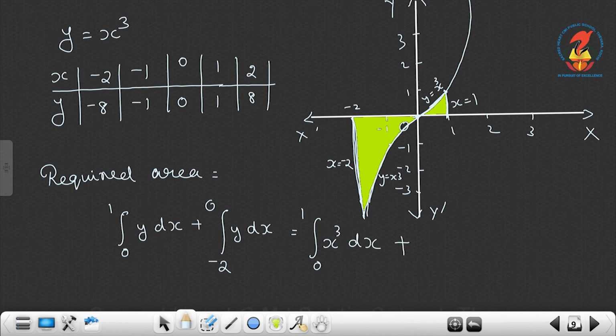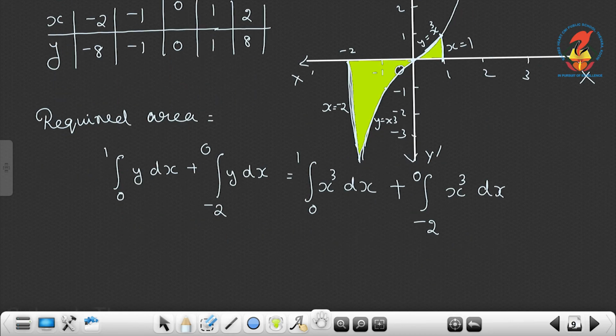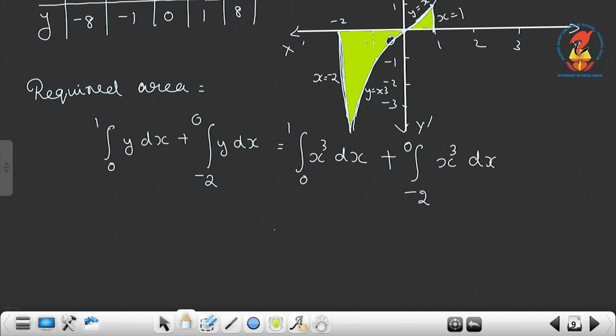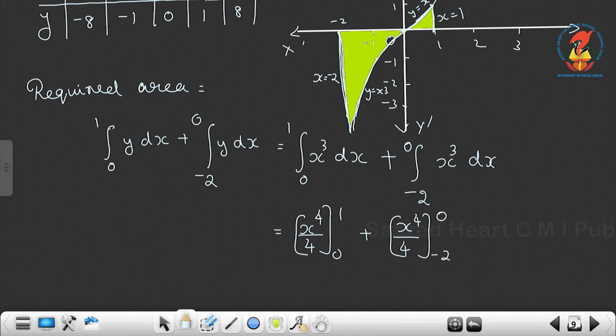Then plus -2 to 0, y is equal to x cube dx. Now integrate. So here the first one is x cube, integral x raised to 4 by 4 between 0 to 1, and here again x raised to 4 by 4 between -2 to 0. So the first one is 1 by 4 minus 0, that is 1 by 4, and the second one is 0 minus 2 raised to 4, that is 16 by 4.